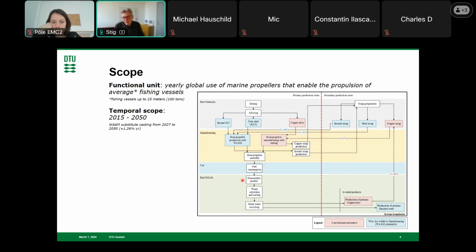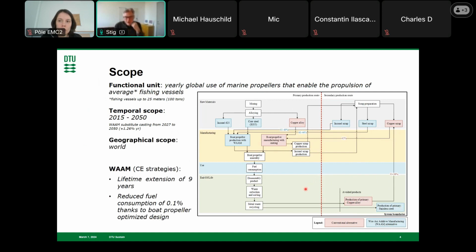At the end of use of the propeller, the metal waste will also be recycled in an open loop recycling, substituting the production of primary copper or the production of stainless steel. The geographical scope is the world.